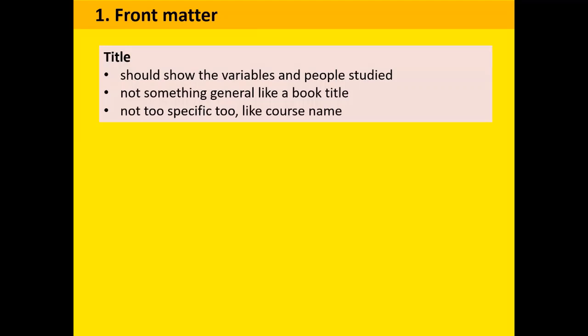Number one, front matter. I focus first on the title. The title must show the variables and the people studied. It cannot be something general like a book title, but it cannot be so specific that it announces the course name plus the course code. I think you understand why it cannot be general like a book title, but the specific information, why should it not be there?